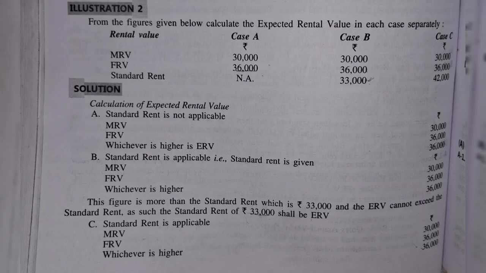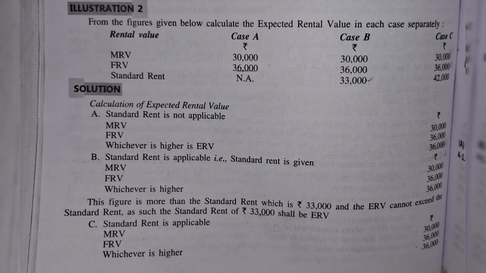Good morning, students. Today we are going to solve the numericals of the chapter Income from House Property. In this numerical, you can see terms like MRV, FRV, and standard rent. So you need to understand what MRV, FRV, and standard rent are. MRV is municipal rental value, FRV is fair rental value.